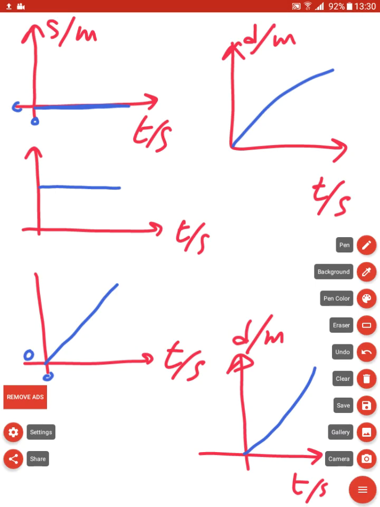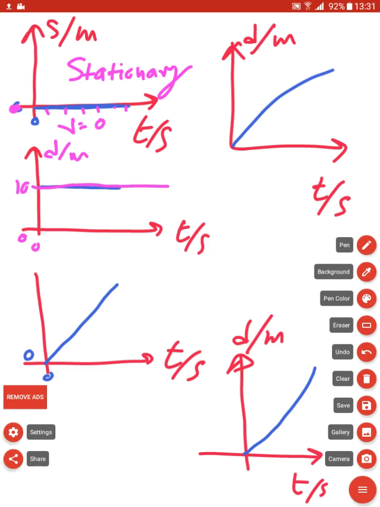Here you can see that the time is running, but the position stays 0. So this object is stationary. It's not moving, so the velocity equals 0. Let's see the second figure. Here the displacement is, let's say, 10 meters, and the time is running, but the object stays at the same point. This means that the object is stationary, but not at the same place.